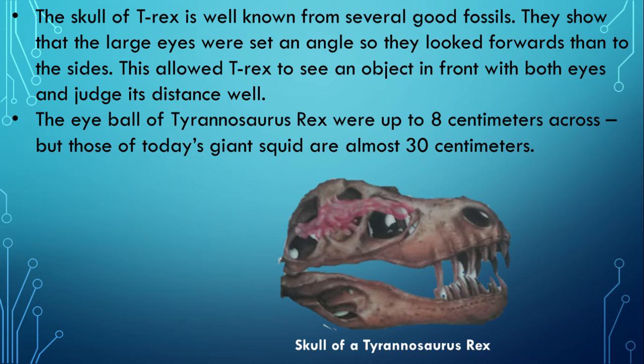The eyeballs of Tyrannosaurus rex were up to 8 cm across, but those of today's giant squid are almost 30 cm. In this picture of the skull of a Tyrannosaurus rex, can you see something like chewing gum? Well, it's the brain of the Tyrannosaurus rex.